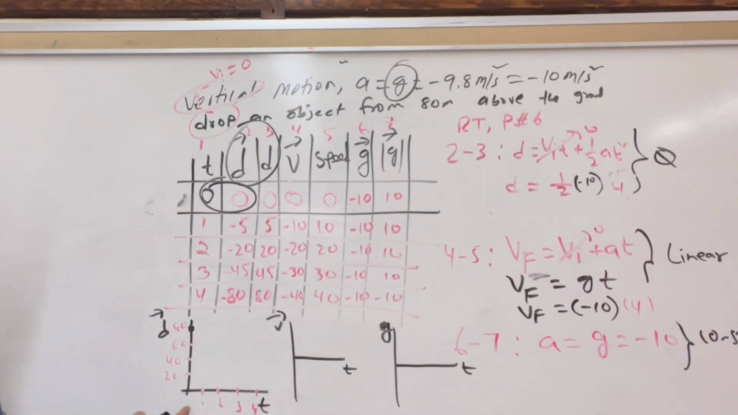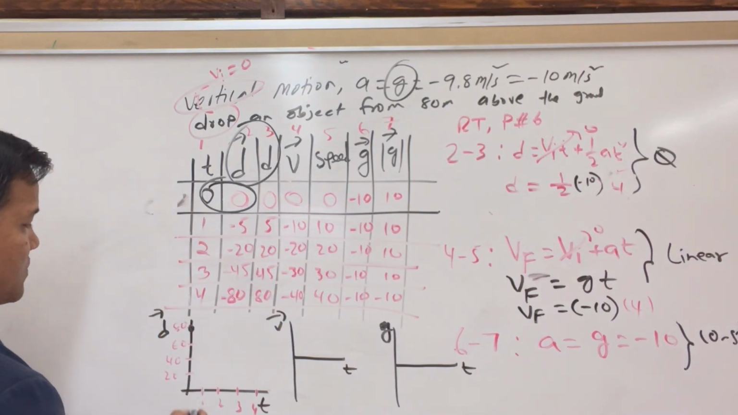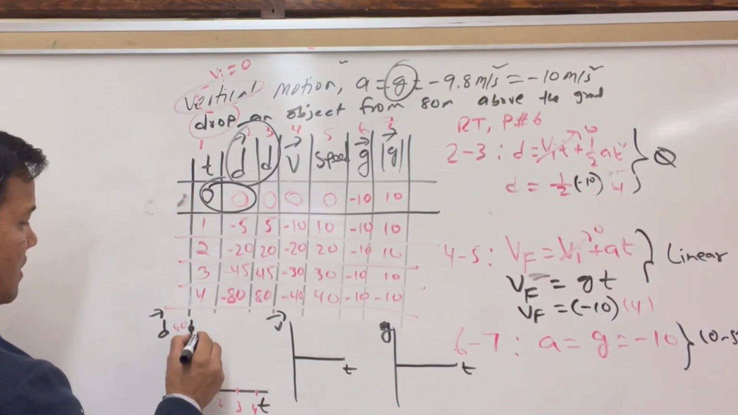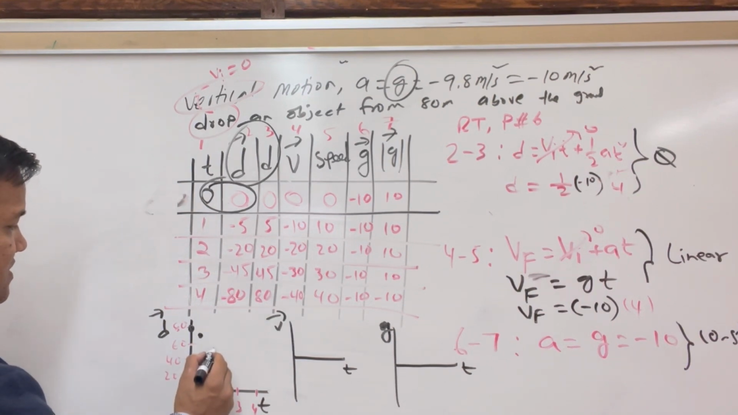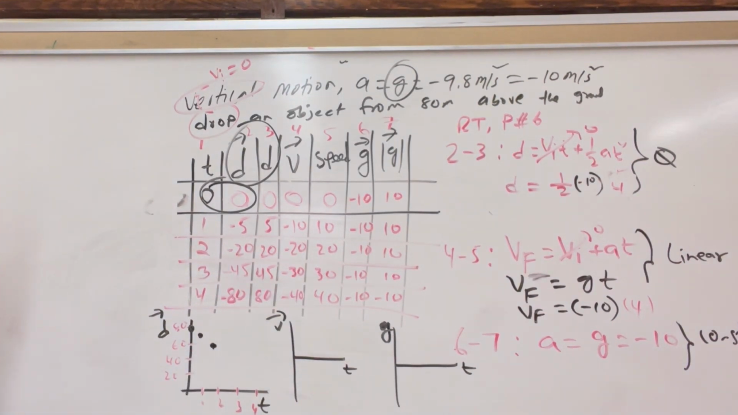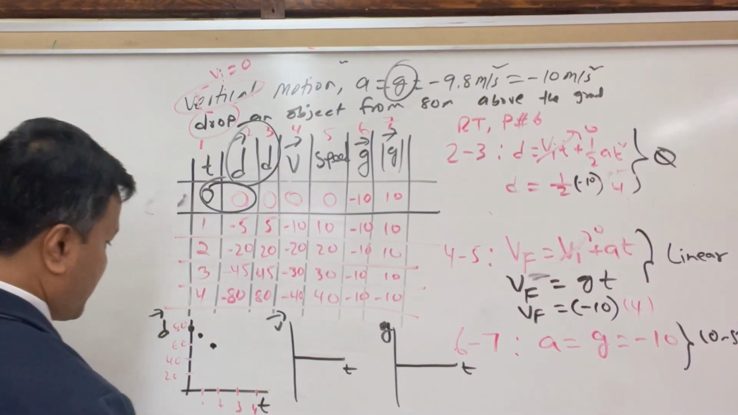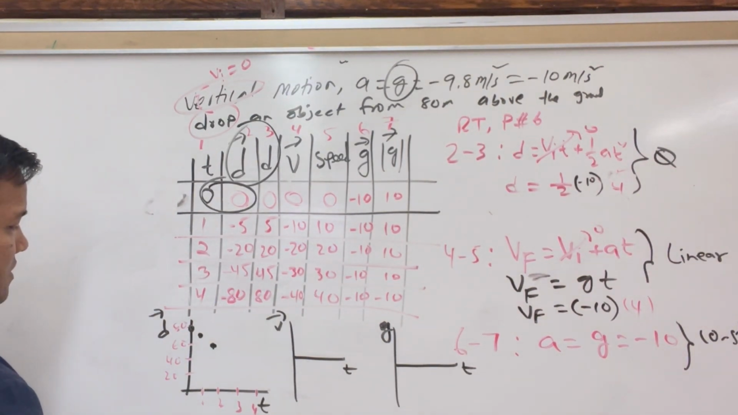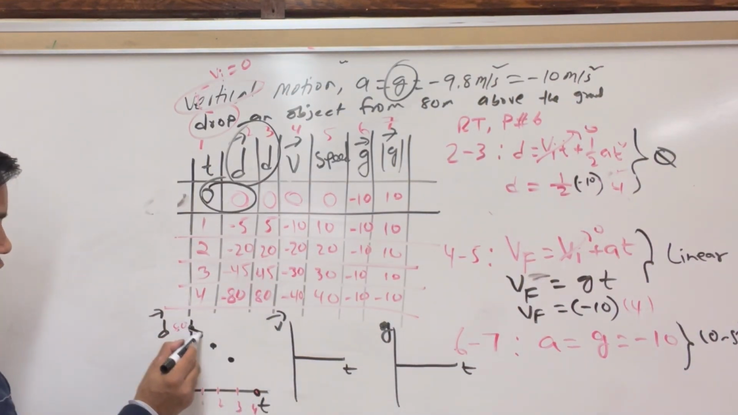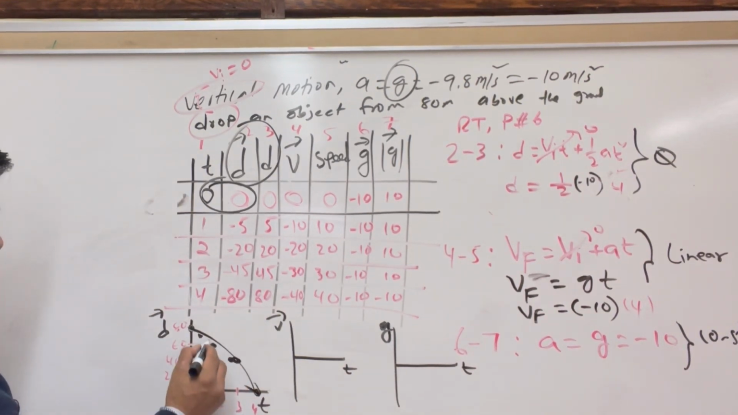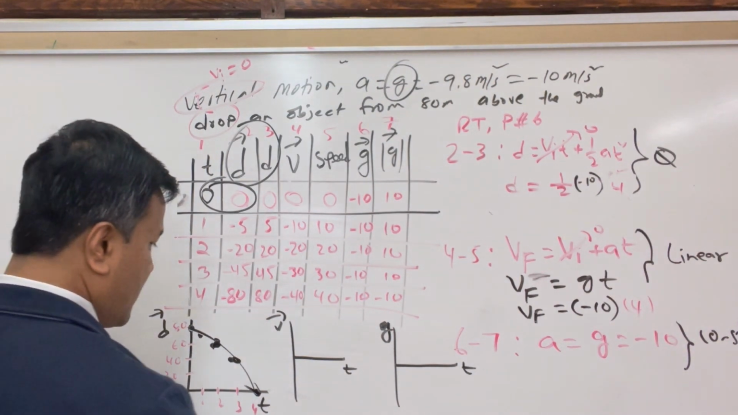All right. So at 1 second, how much does the object fall? -5. So -5 is probably right here. At 2 seconds, how much does the object fall? -20. So that's exactly here. At 3 seconds, the object falls how much? -45. So -45 would be right here, and at 4 seconds, the object is right here. So you just connect them. So this is your graph for the displacement-time graph.